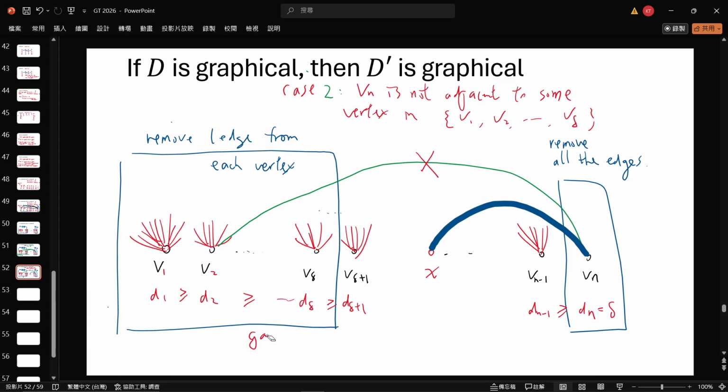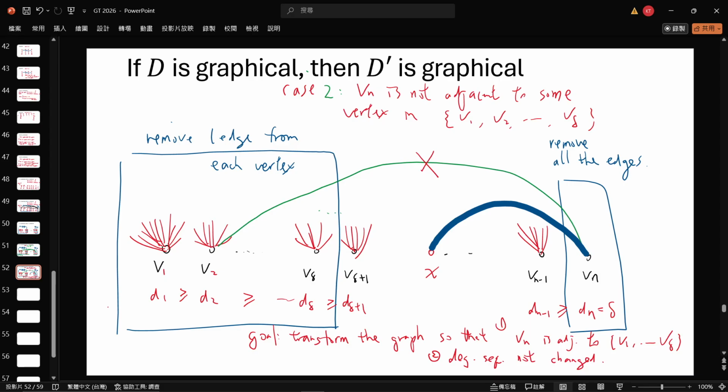So the goal is to transform the graph so that Vn is adjacent to V1 up to V delta, and the degree sequence is not changed.